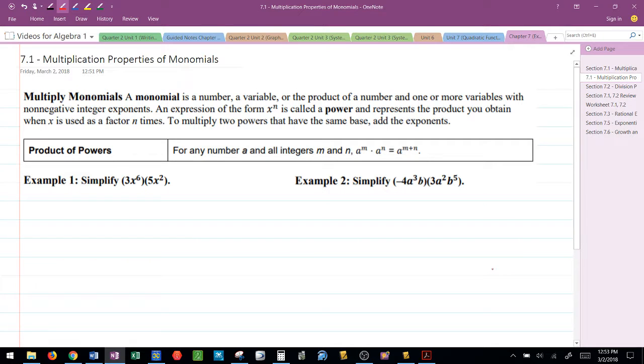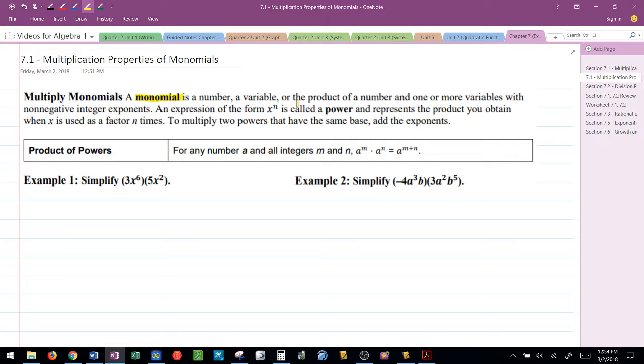This video is about multiplication properties of monomials. Now, multiplying monomials. First thing we've got to remember is, what is a monomial? A monomial is a number, a variable, or the product of a number and one or more variables with non-negative integer exponents. What that basically means is you can't have a variable in the denominator.